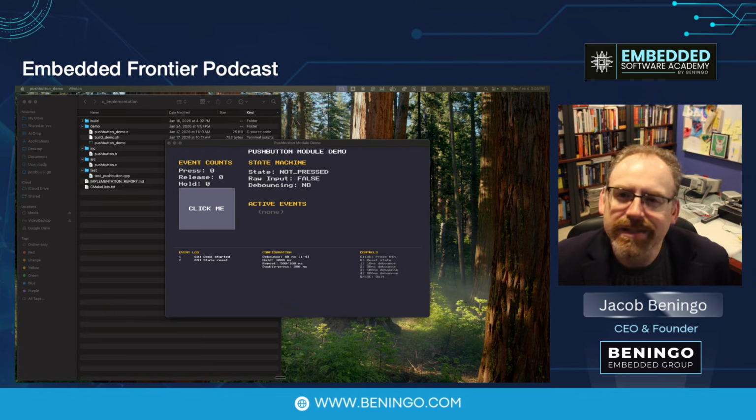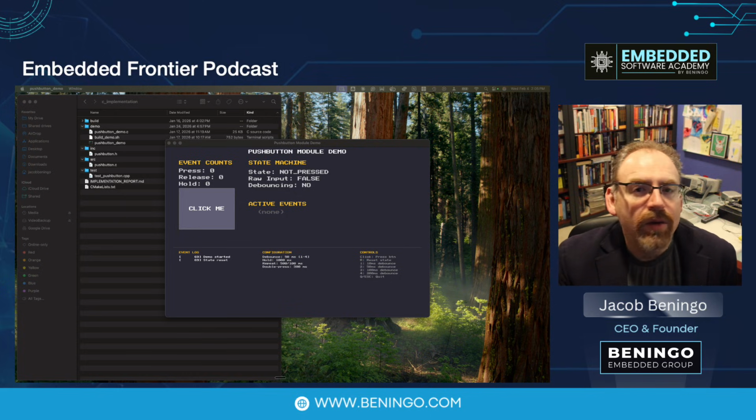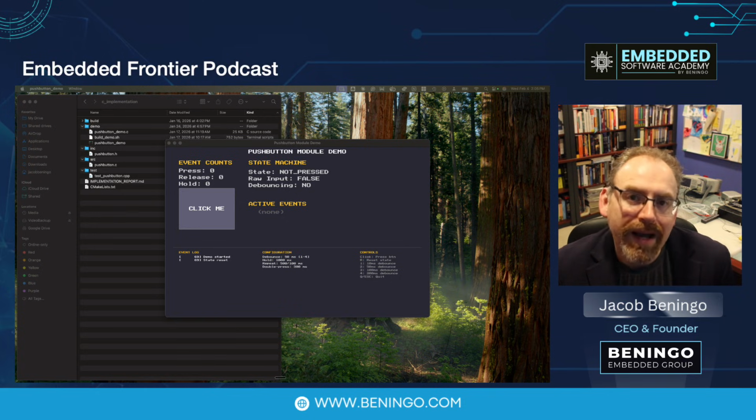So I'm doing this in C. We could just as easily do it in C++ or Rust or whatever your favorite language is. What I'm doing here is creating a front end that is just detecting whether this button in my graphical user interface is pressed or not. That data, whether it's a 1 or a 0, is passed into my push button module, which then goes through my debounce algorithm, amongst many other things.